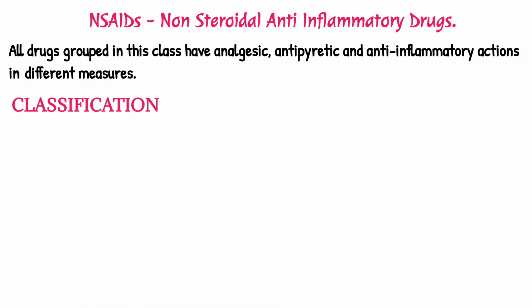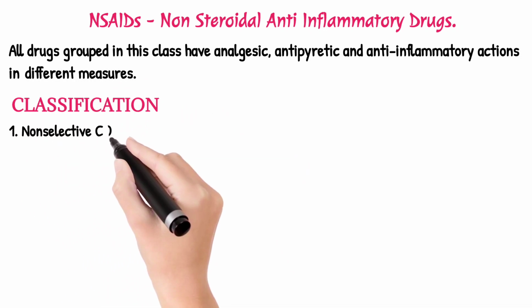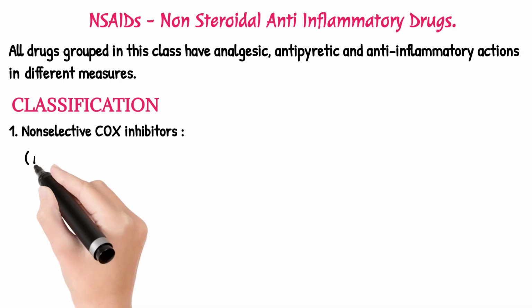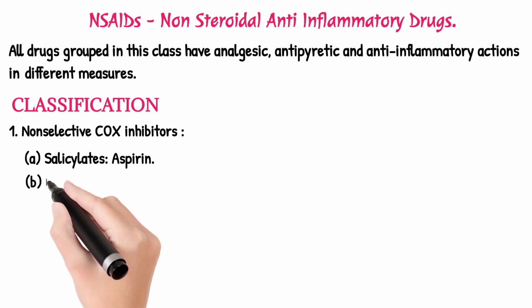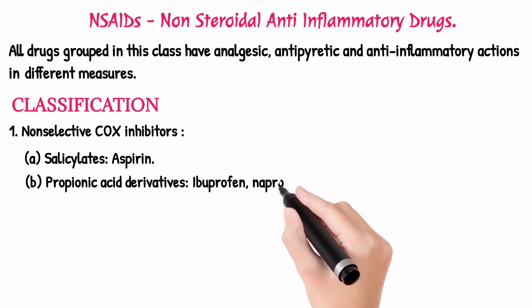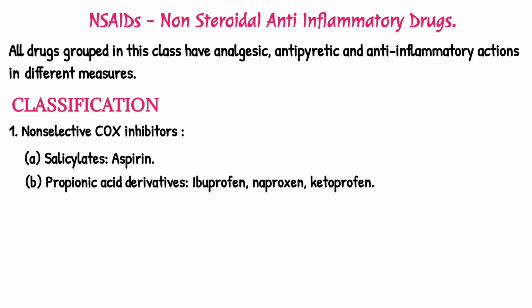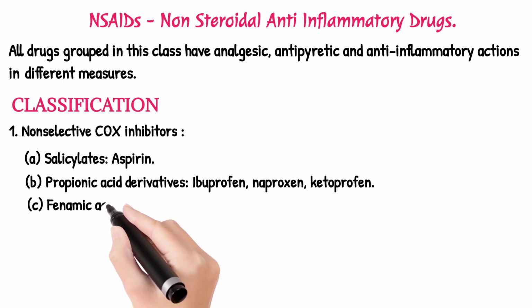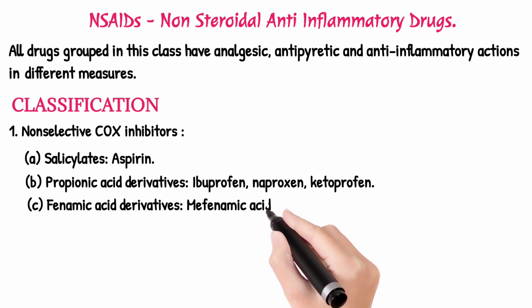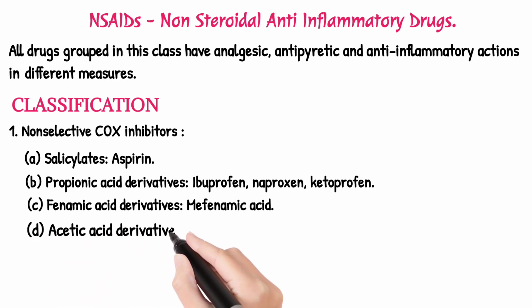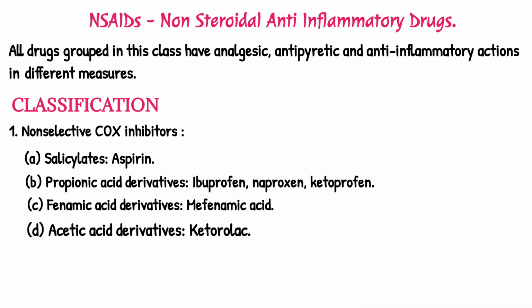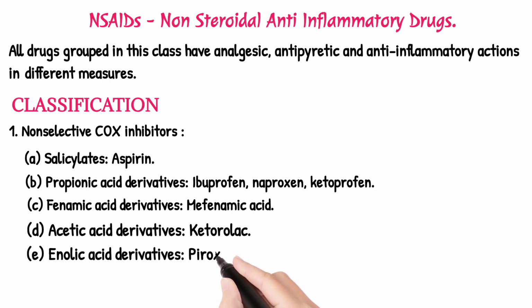Starting with the classification, we have first non-selective cyclooxygenase inhibitors, which include salicylates like aspirin, propionic acid derivatives, example ibuprofen, naproxen, fenamic acid derivative, example mefenamic acid, acetic acid derivative like ketorolac, enolic acid derivative, example piroxicam.